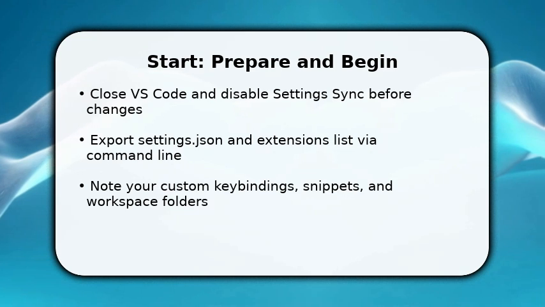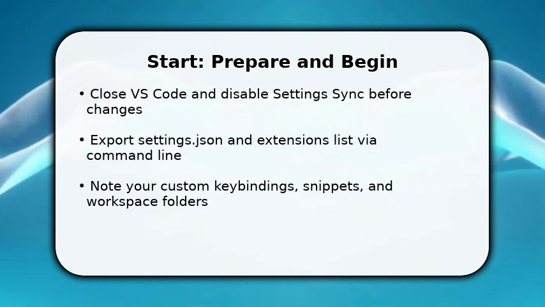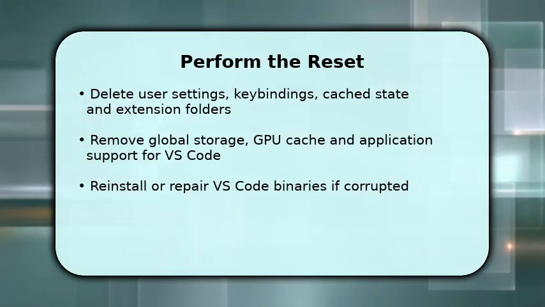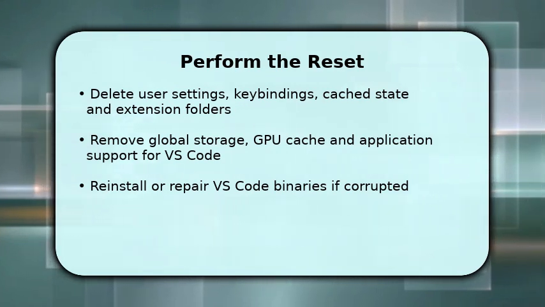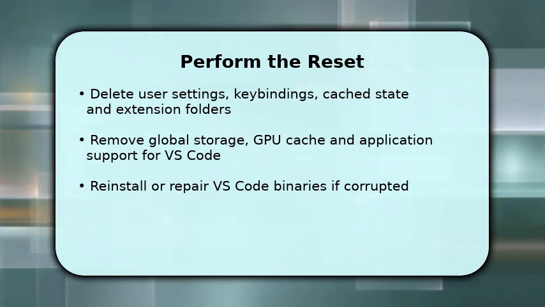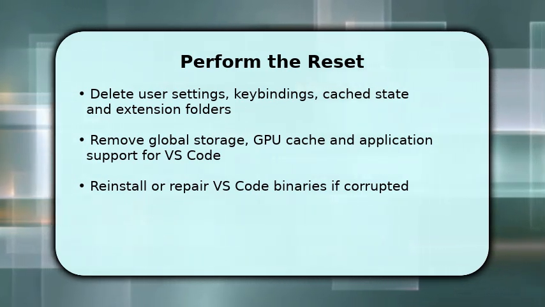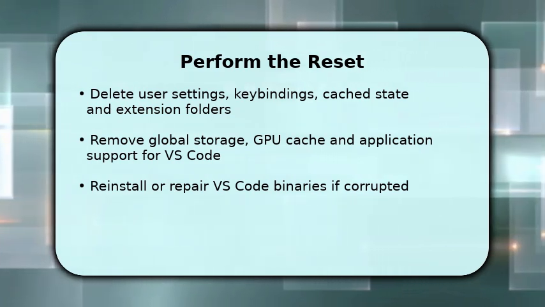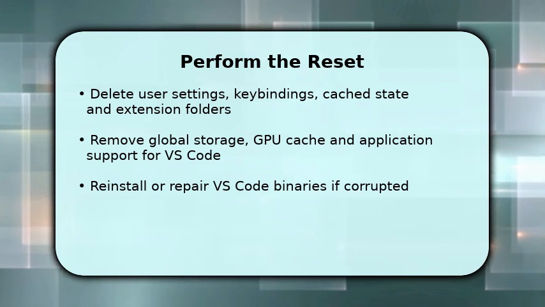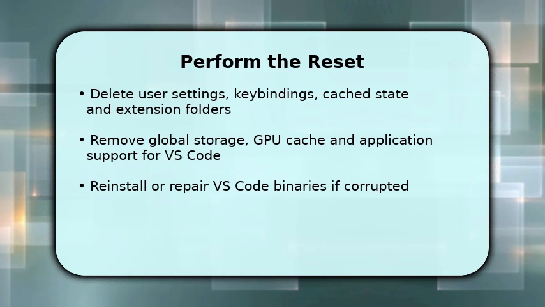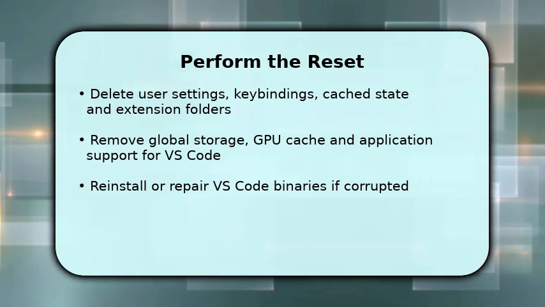Next, you delete the user settings and extension folders for VS Code. On Windows, that's in %appdata% and %localappdata%, on macOS under /Library/Application Support, and on Linux in ~/.config. Once done, clear the cached state and GPU cache to remove stale session data. If extensions caused issues, remove their folders too. Make sure to reinstall the VS Code application files.